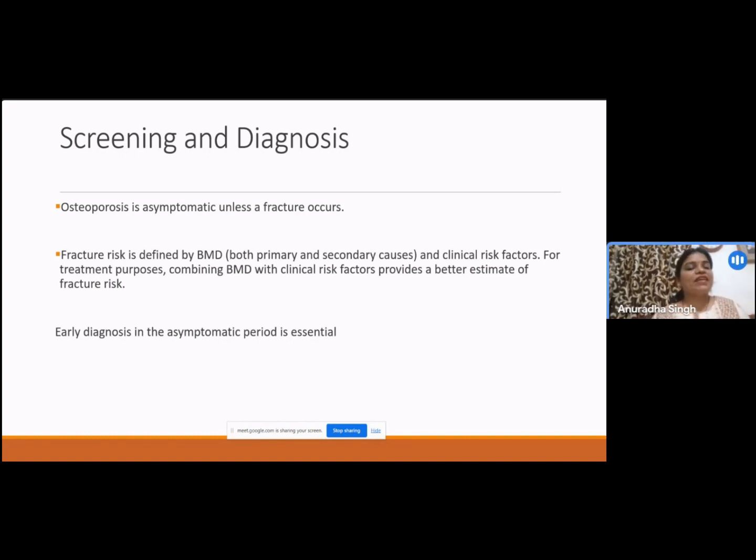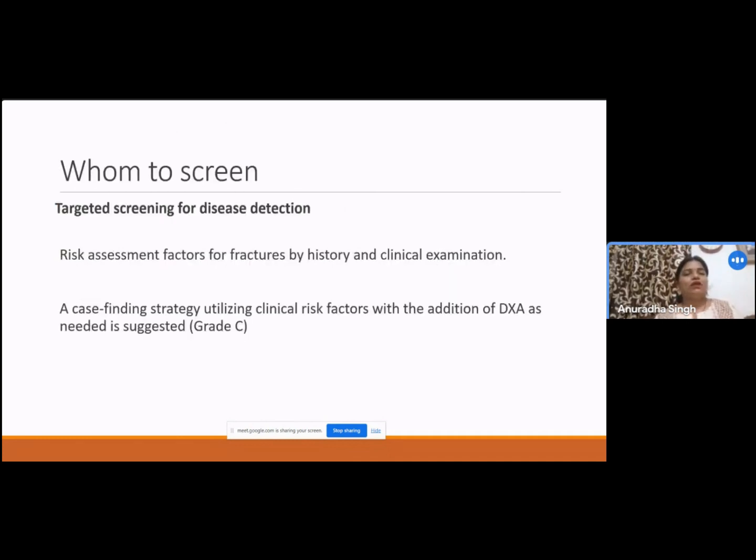Because the women, as and when they are coming in the perimenopausal or the menopausal age group, we need to screen them, and it is an opportunistic screening which needs to be done. And the fracture risk is defined by the bone mineral density and the clinical risk factors. Early diagnosis is essential, especially in this asymptomatic period, whenever a woman of this age group comes to us in the clinic. So it is a targeted screening, as we have talked about.